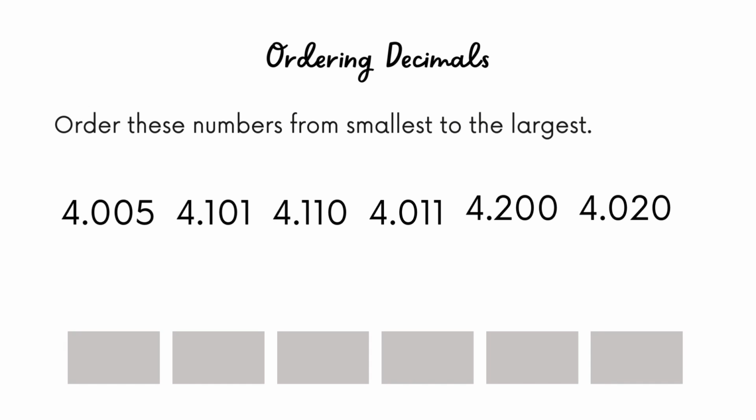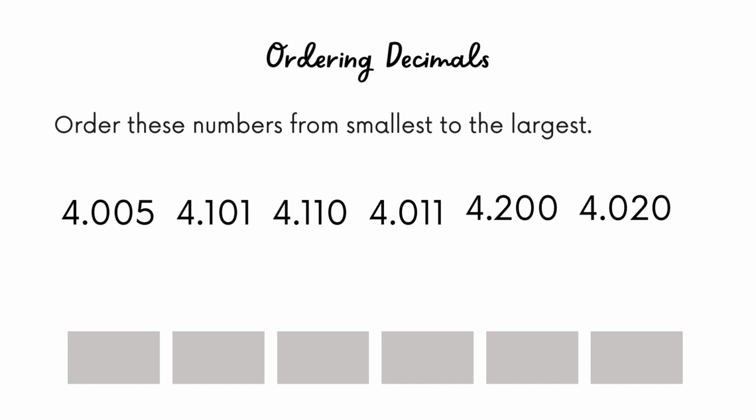Now we have done that here. We have 4.005, 4.101, 4.110, 4.011, 4.200, and 4.020. So we can go ahead and order this. We can see that they all have the units 4. So looking at it, it's easier to order now.